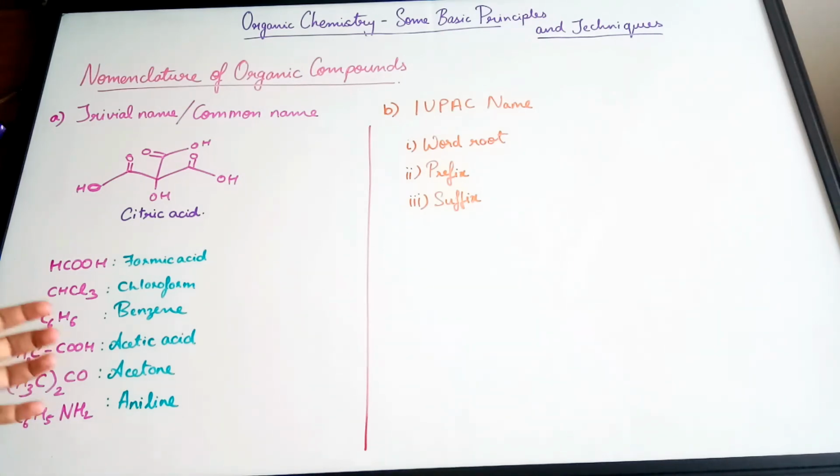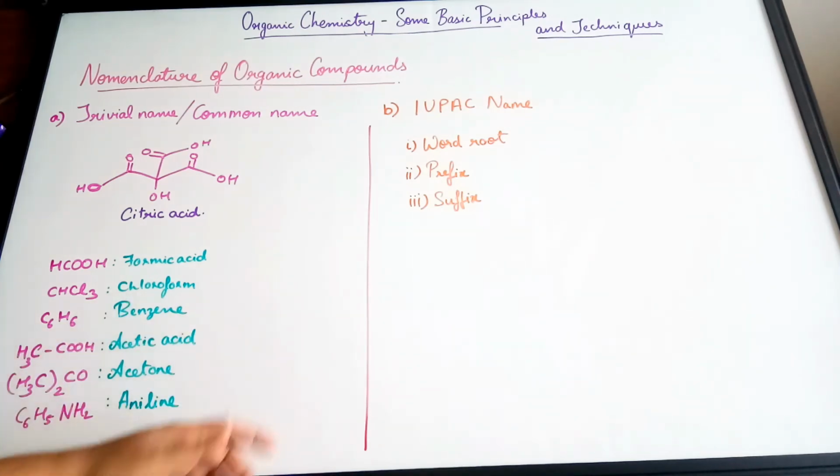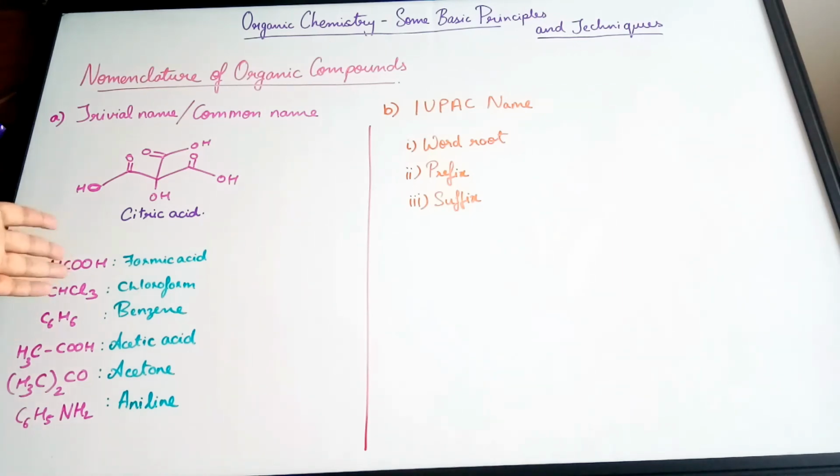See, trivial names are used even now. There are many compounds which are called by their trivial names more than their IUPAC name. For example, chloroform is technically trichloromethane, but it's still called chloroform only. Benzene, I don't even want to get into that name. And formic acid is again methanoic acid. So there are certain compounds which are known by their trivial names. But in the long run, giving close to 20 million organic compounds their own trivial names might seem a little exhausting to remember. So that's when the IUPAC name comes in.